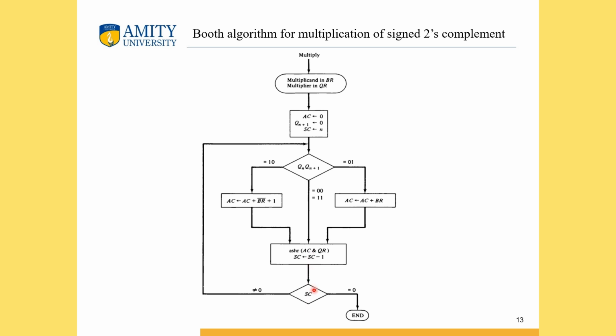We go to sequence counter, it is not 0, we'll come back again, and in this step, if we have Qn and Qn plus 1 as 1 0, then we are going to do subtraction. This is addition of 2's complement of A and B. We are subtracting A and B, and then again arithmetic shift right and sequence counter minus 1 until we complete the loop of these steps, which will finally give us the final product.